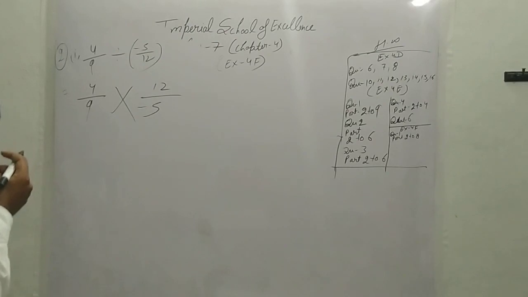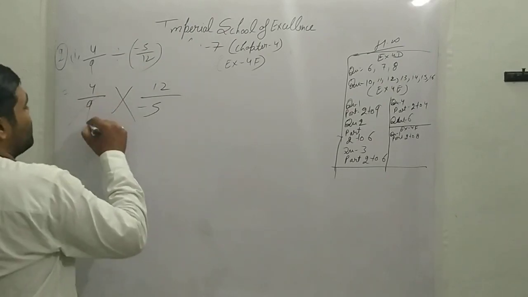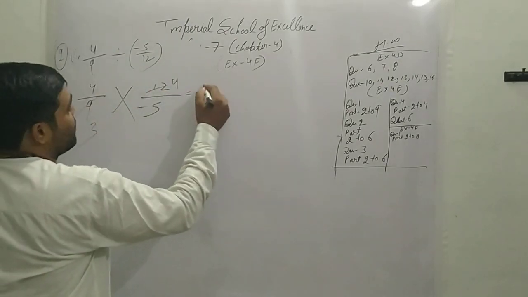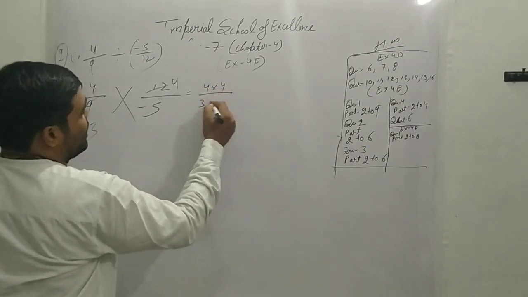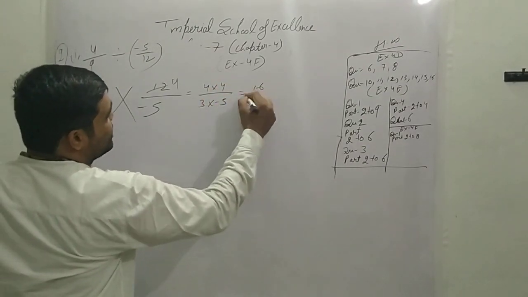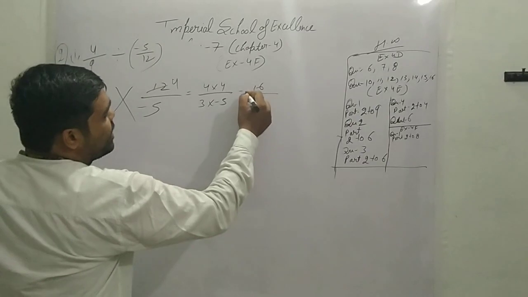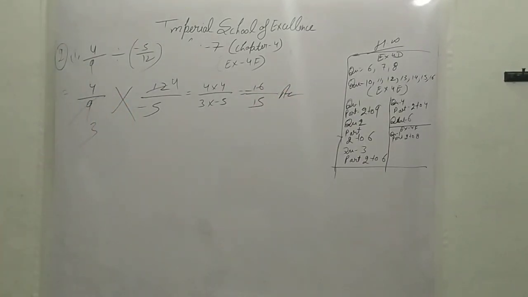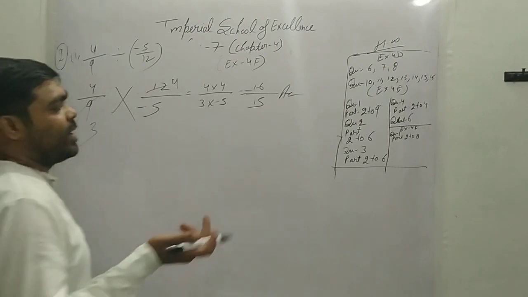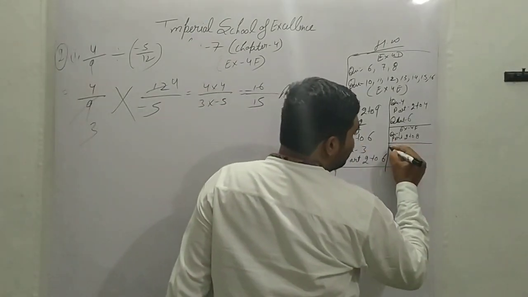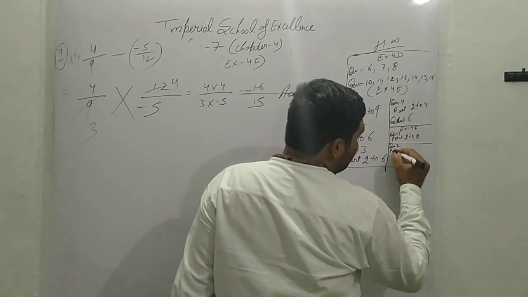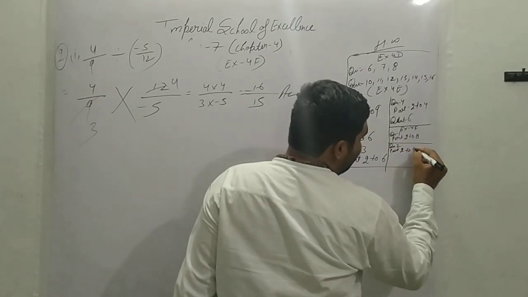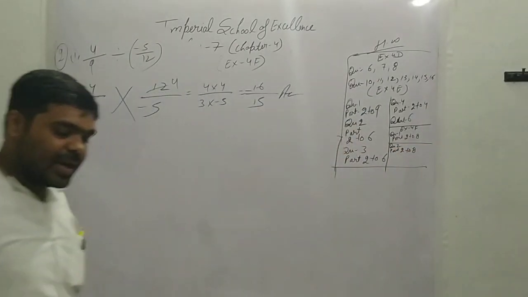So what you have to do? You have to multiply here. 3 threes are 9, 3 fours are 12. 4 multiplied by 4, and 3 multiplied by -5. 4 fours are 16, 3 fives are 15. Put here the minus sign. Your answer would be -16/15. In question number 2, part 2 to 8, you have to do in exercise 4F.